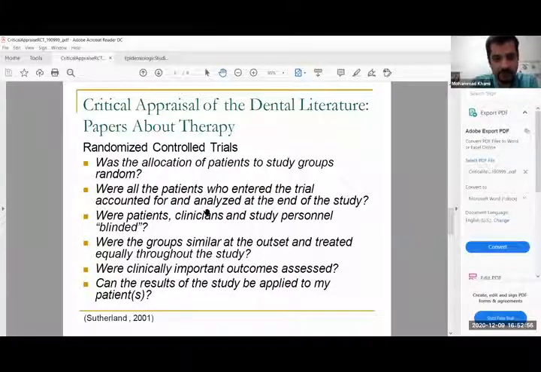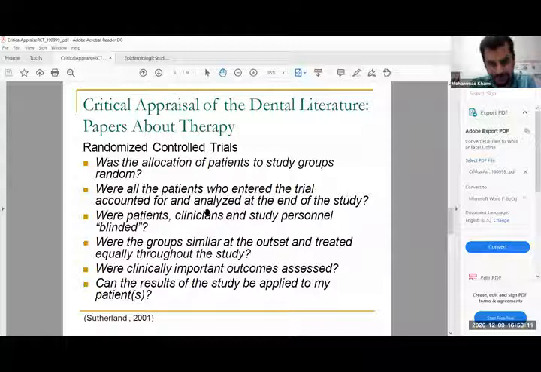Okay, and then the second one regarding the dropout. Is there any dropout, or were all the patients who entered the trial accounted for and analyzed at the end of the study? Because if we have dropout, then this dropout may be the result of our intervention. So it is not acceptable. Up to 20% dropout can be accepted if it is justified. But more than that, we will have some problems with the validity of the paper and the study. Otherwise it should be justified very well. And there are certain justifications for that.